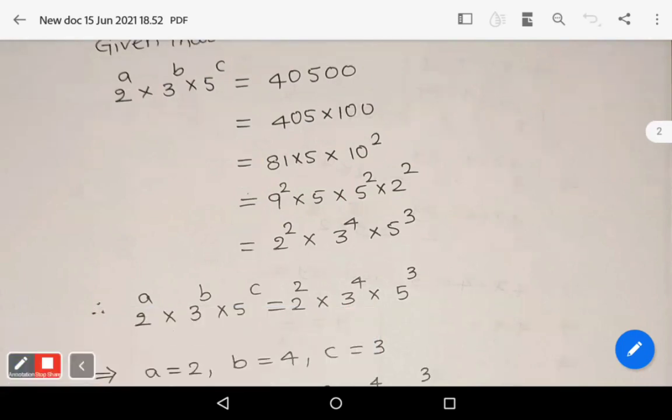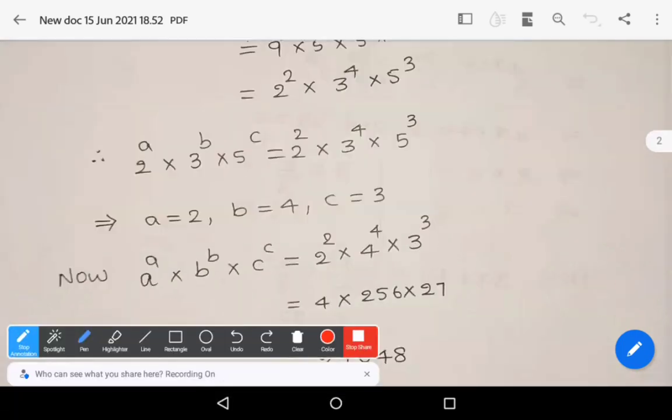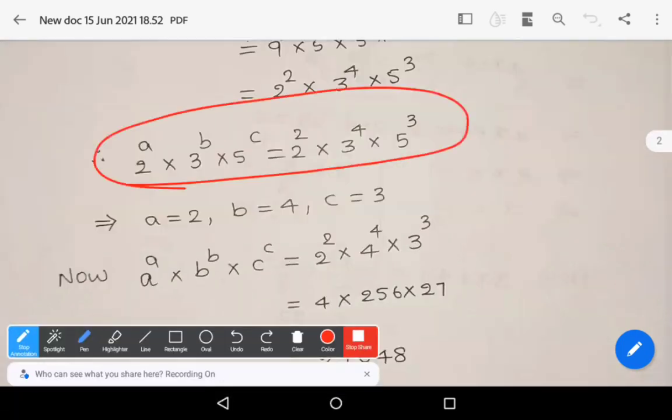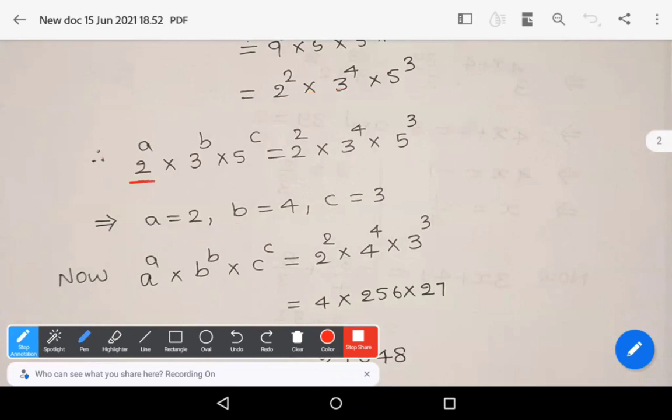Now compare on both sides. Comparing on both sides, the bases are equivalent, so exponents are also equivalent. a is equal to 2, b is equal to 4, c is equal to 3, because the bases are the same. 2^a is 2 square, 3^b is 3 power 4, 5^c is 5 cube. So a is equal to 2, b is equal to 4, c is equal to 3.